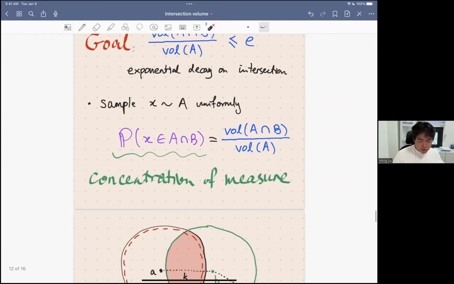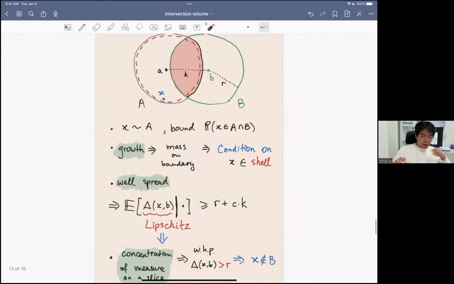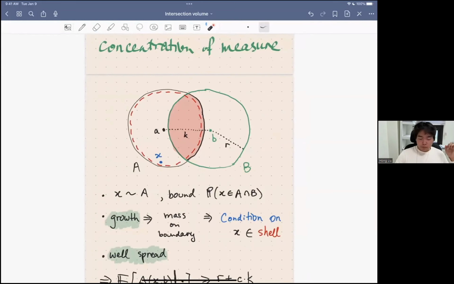The first condition is some sort of growth condition. What do I mean by that? The growth condition, roughly speaking, is that if you look at a ball inside this discrete metric space, then most of the mass is actually at the boundary. That's what we mean by growth. If you grow it, it gets heavier and heavier. All the mass is on the shell.